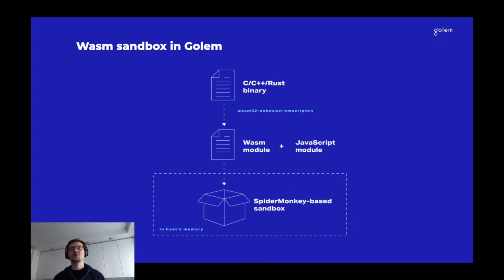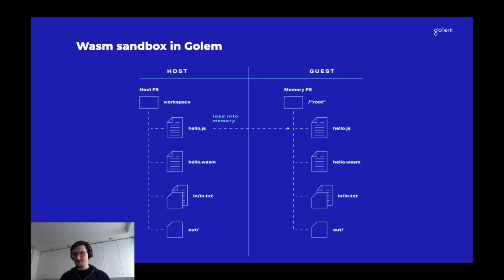we try to avoid hooking up the file system. So basically, well, actually, let me get to this. So, there we go. Right. So on the left, we have the host, and on the right, we have the guest. Now, on the host, we have our actual file system. So we're inside a folder called workspace, and we have there the JS module, hello.js, and hello.wasm.